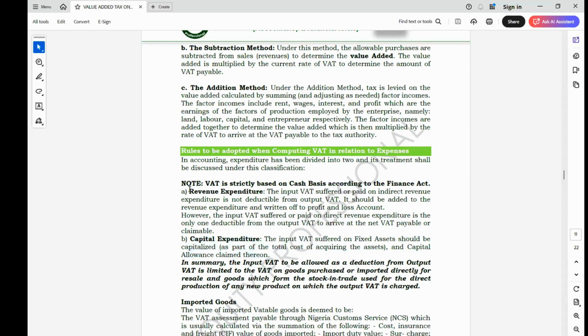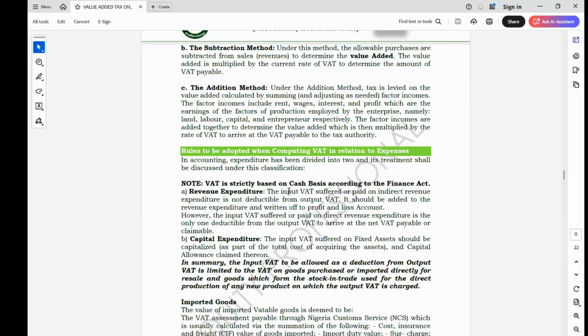Then we also have revenue expenditure. These are the expenditure that are incurred in order to allow for the day-to-day running of the business. They are recurrent expenditure. Instead of calling it revenue, they can also call it recurrent expenditure. They are incurred for the day-to-day activity of the business. So these expenditure are grouped into two major forms. We have the direct revenue expenditure and the indirect revenue expenditure. Take note of that.